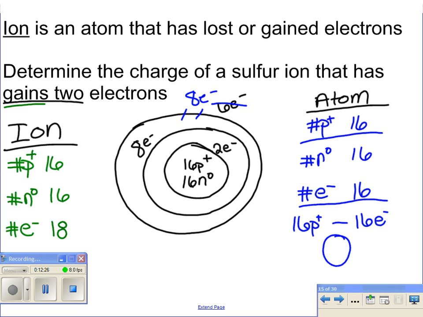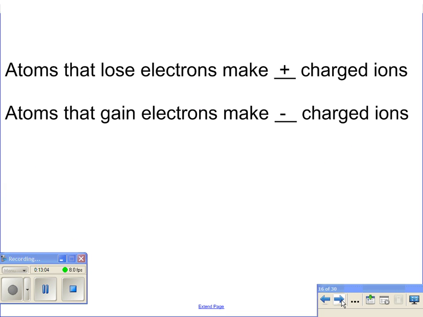So now when we take our positive protons and subtract our negative electrons, we have 16 minus 18, and we end up with a 2 negative charge. This shows us that when it gains electrons, since electrons are negatively charged, it will become a charged particle with a negative charge on it. So atoms like sodium that lose electrons make positively charged ions, and atoms like the sulfur ion we looked at are going to make negatively charged ions.